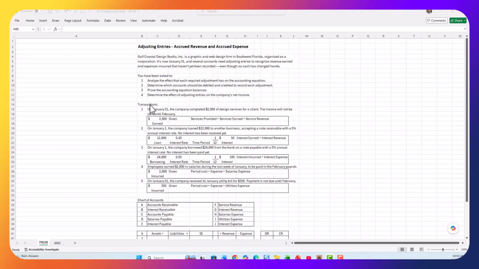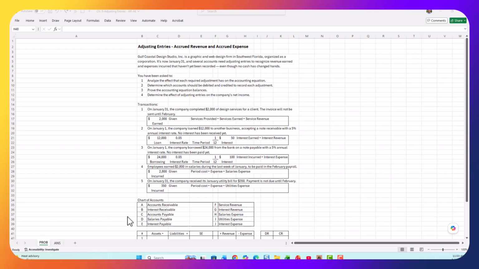For this problem, you've been asked to analyze the effect that each required adjustment has on the accounting equation. Determine which account should be debited and credited to record each adjustment. Prove that the accounting equation balances, and determine the effect that the adjusting entries have on the income statement.